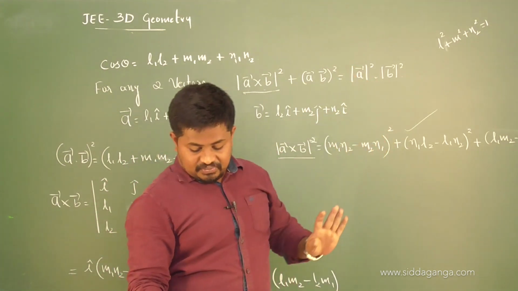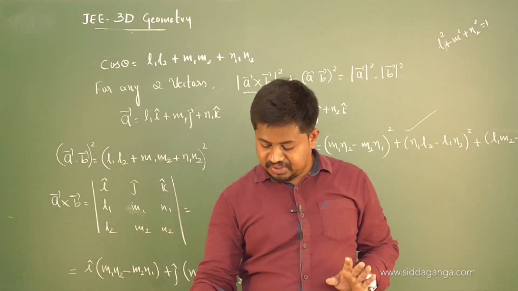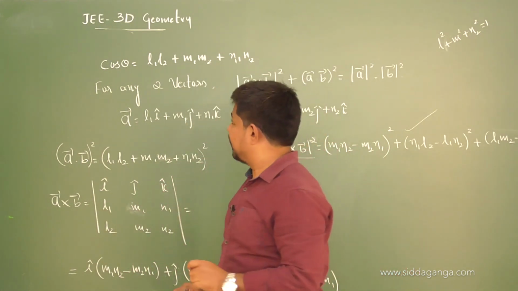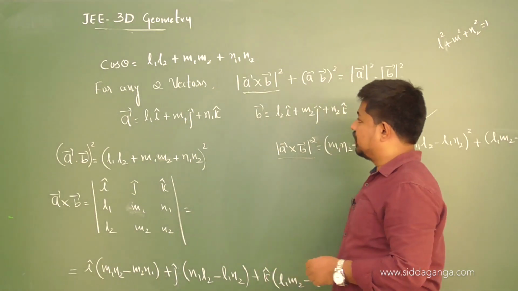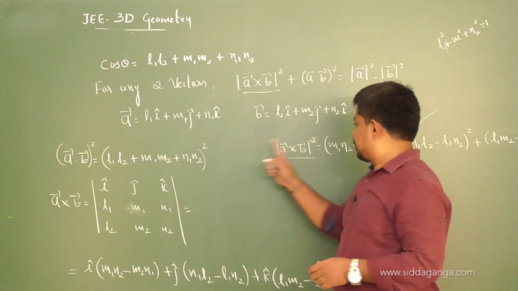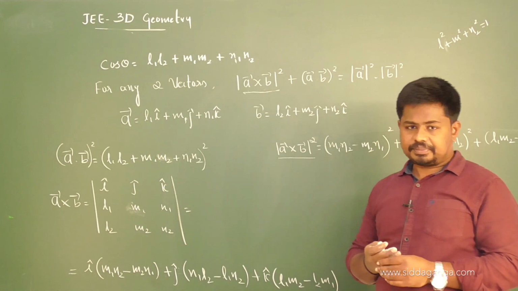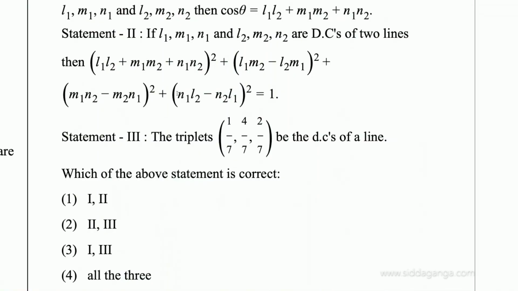So we can say that for any two lines with direction cosines L1 M1 N1 and L2 M2 N2, the sum of these two becomes equal to 1. So then the second statement is also true. Then let us move on to the third statement. The triplet 1 by 7, 4 by 7, 2 by 7 may be the direction cosines of a line. So they can be or they cannot be. So how to check that?